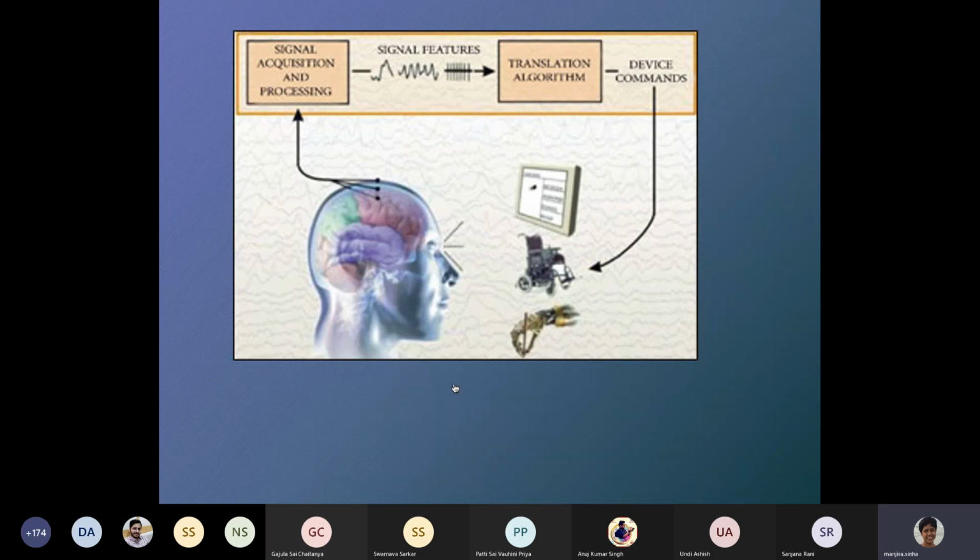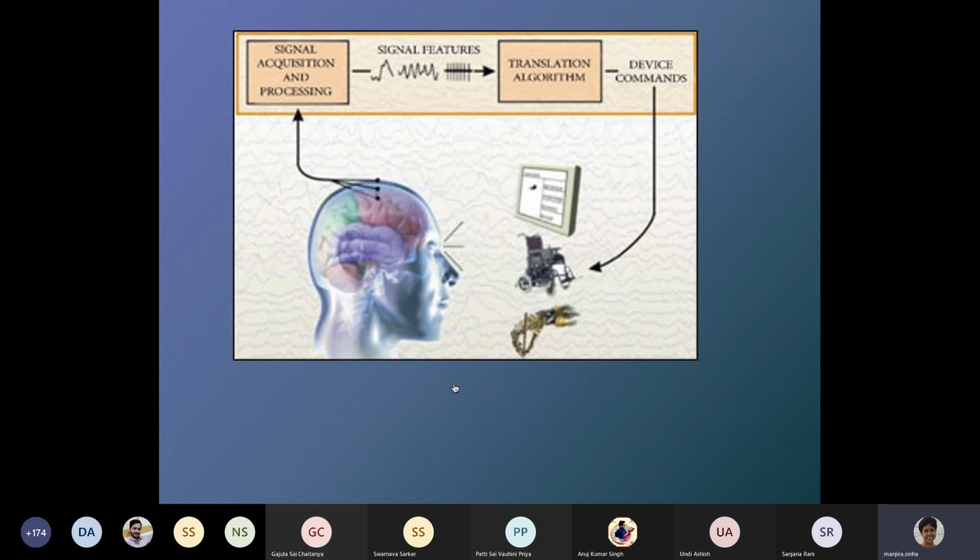So these days you might have heard these terms: intelligent prosthetics, intelligent exoskeletons. These are very useful assistive devices. One important part is that there are some devices that also rely on algorithms for brain computer interface or interaction.